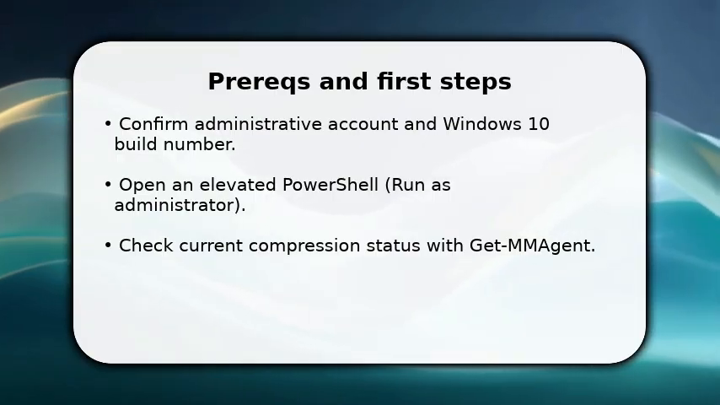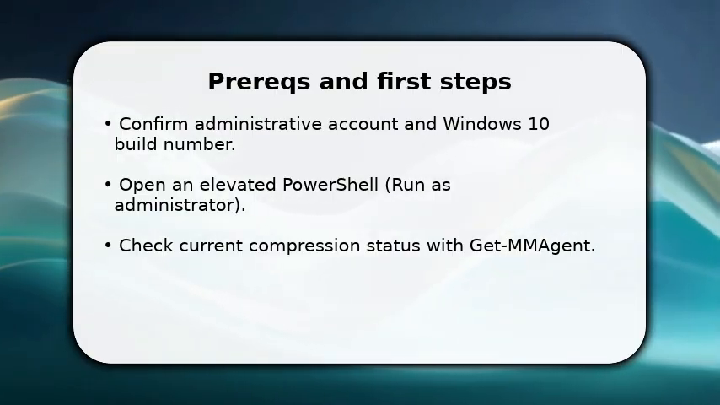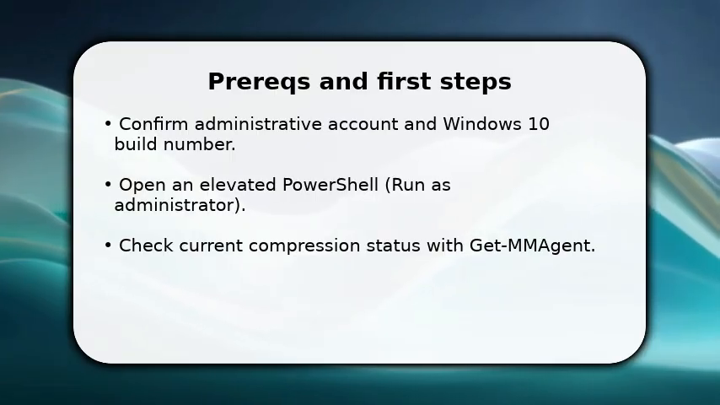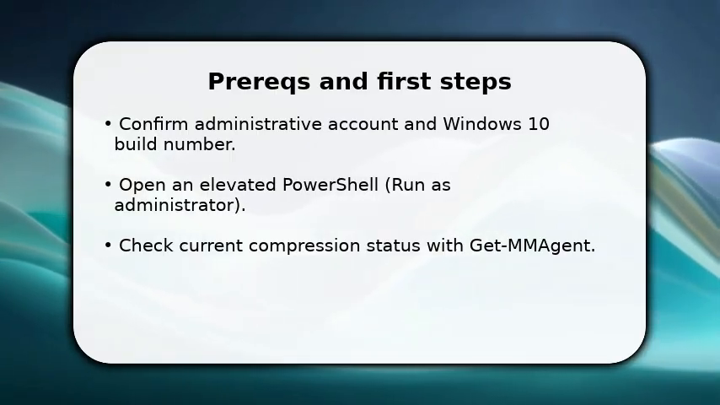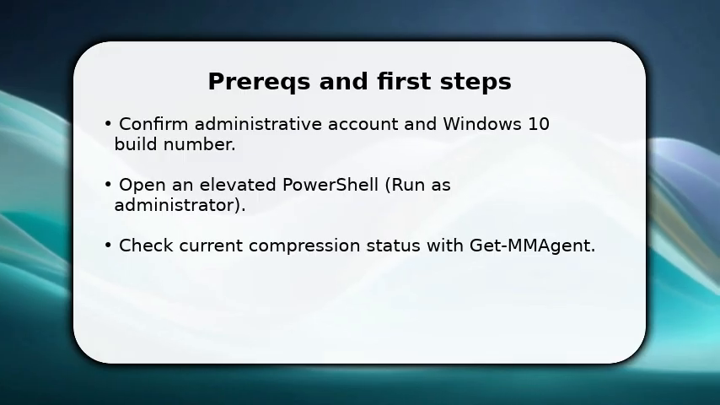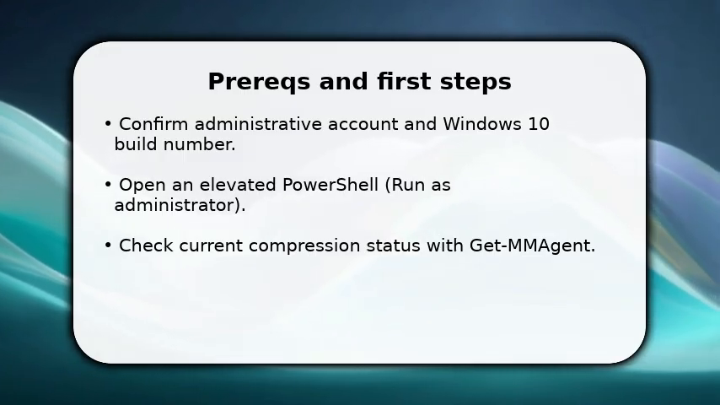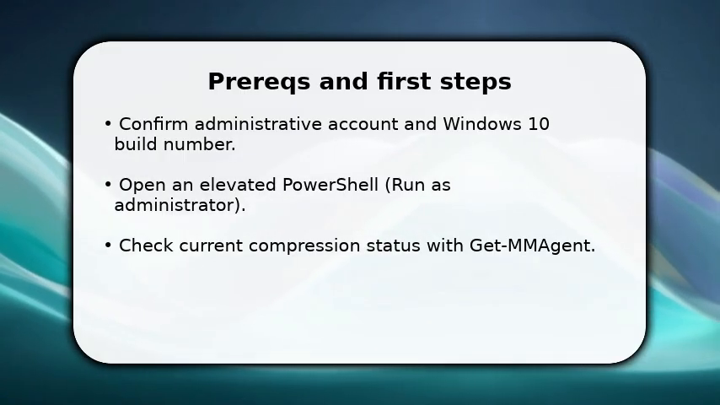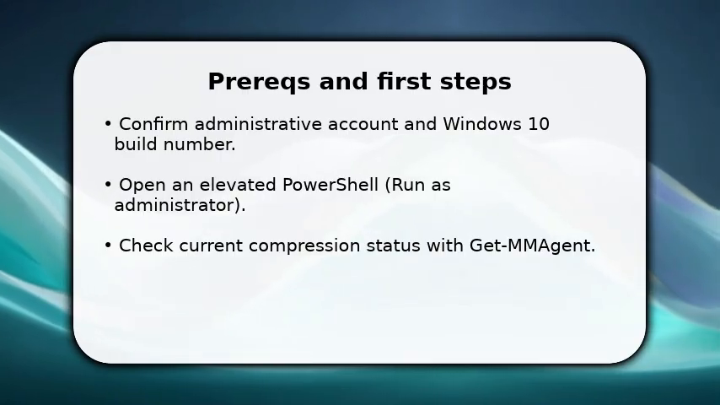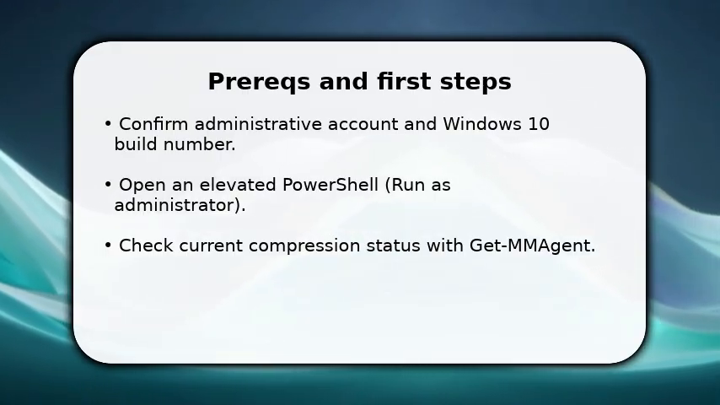Run Get-MMAgent to see memory compression status and available features. If you see memory compression set to true, proceed. If not, you can still follow the steps to ensure it stays disabled. Make sure you note the current status so you can revert later if needed. Keep the session open for the next commands.